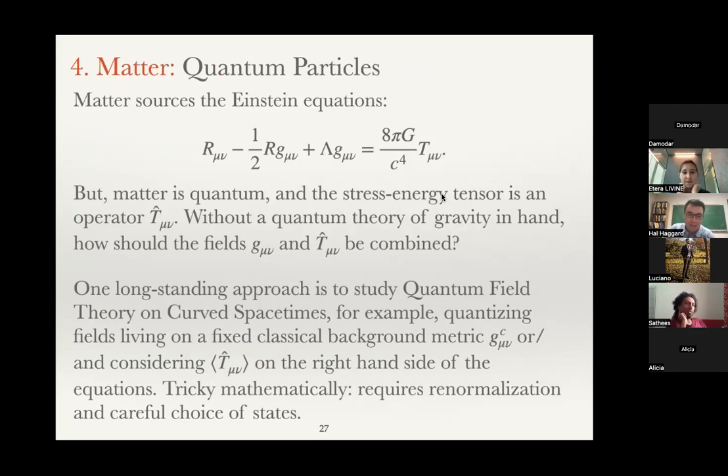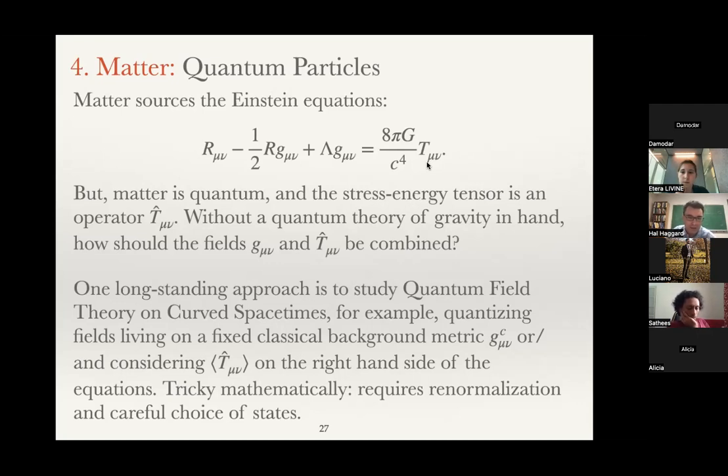Matter is my fourth reason why we need to quantize the gravitational field. Matter is, of course, quantum particles. So matter sources the right-hand side of the Einstein equations. I've written it out here. But matter is quantum mechanical. And so we know that this object summarizing the matter contribution on the right-hand side of the equation has to be quantum mechanical. In Wheeler's famous words, gravity tells matter how to move, and matter tells gravity how to curve, or space-time how to curve.